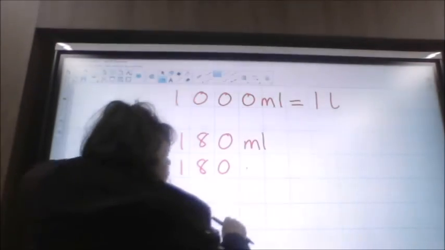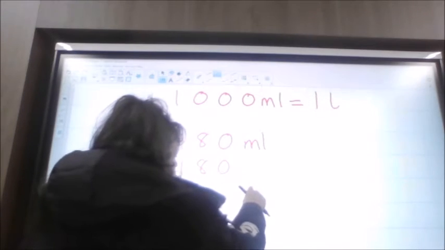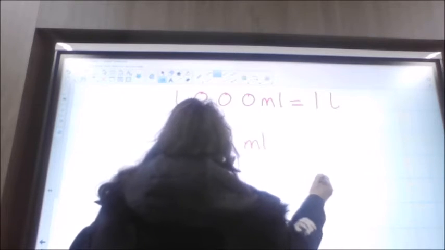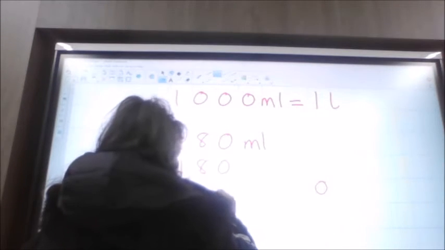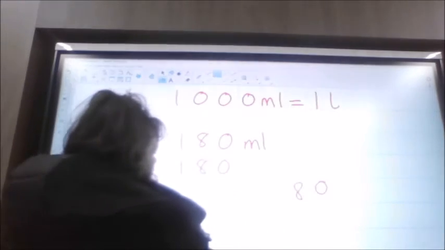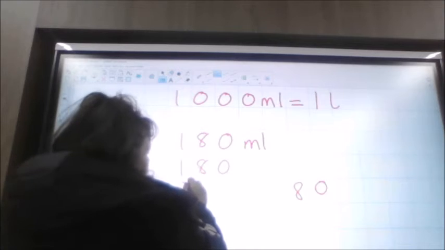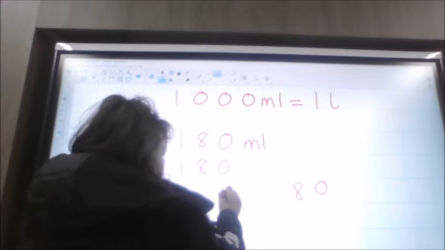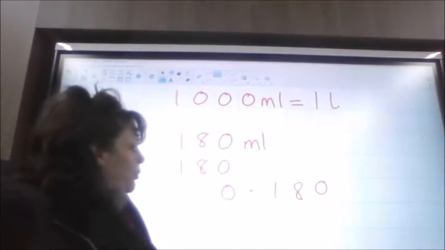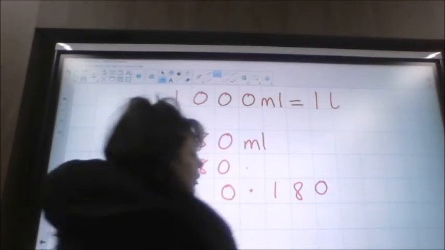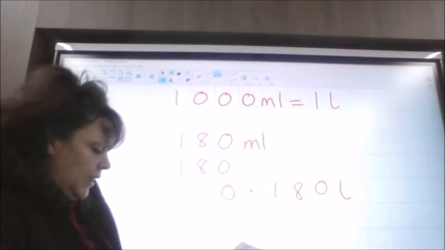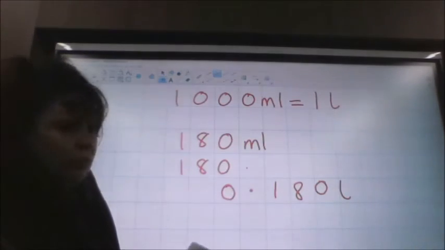Okay, so here I go. There, 1, 2, 3. There's my first 0. Okay, 1, 2, 3. I've got that there. And my final one, 1, 2, 3. I've got 0.180 litres. Okay, so I'm dividing by 1,000.